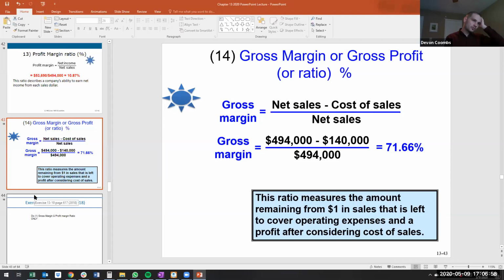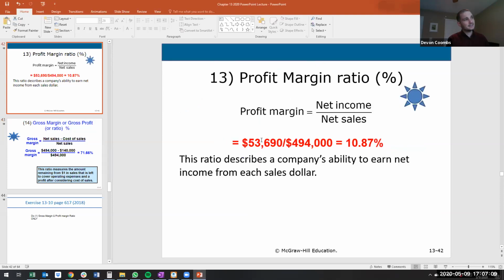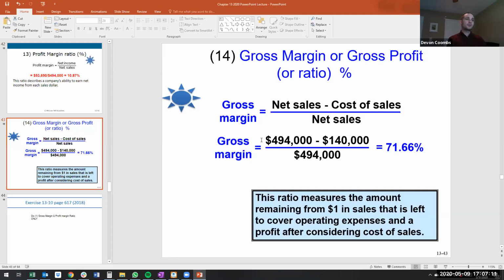Gross margin or gross profit. This ratio measures the amount remaining from $1 in sales. So gross margin or gross profit is slightly different than profit margin. What we're doing here is to determine how much we make per sale.